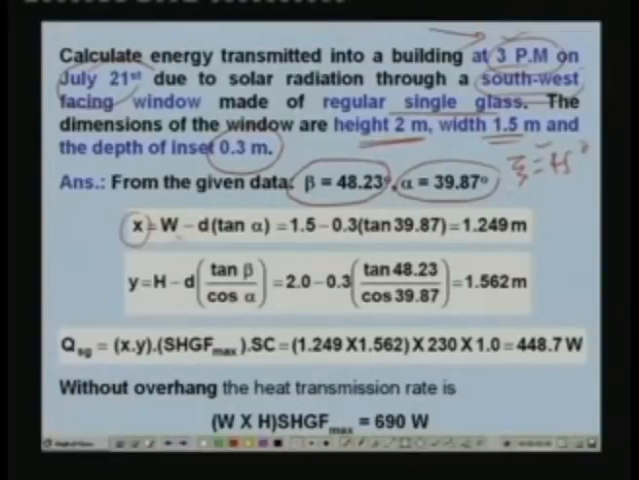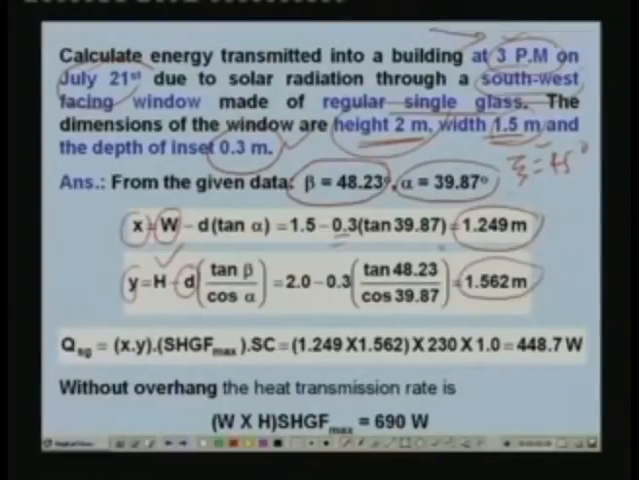So, x is given as (w minus d) into tan alpha, where w is the width of the window, which is given as 1.5 meter, and d is the depth of the insert, that is given as 0.3. So, you find that x is equal to 1.249 meters, and y is equal to (h minus d) into tan beta by cos alpha, where h is 2 meters, d is 0.3, tan beta is 48.23, and alpha is 39.487. So, if you substitute these values, you find that y is equal to 1.562.